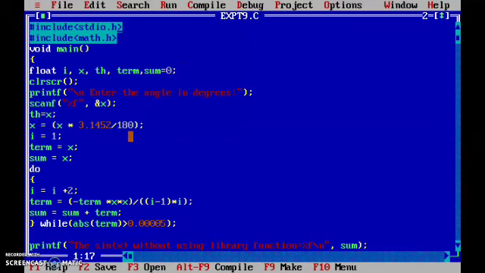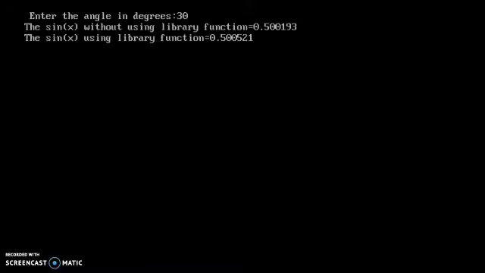If I execute this program, initially we'll get this prompt on the screen asking to enter the angle in degrees. Let us consider I will enter the angle in degrees as 30. If I hit enter, it will display the value. You can see the output here. The sin of x without using library function is equal to 0.500193, and the sin of x using library function is equal to 0.500521.